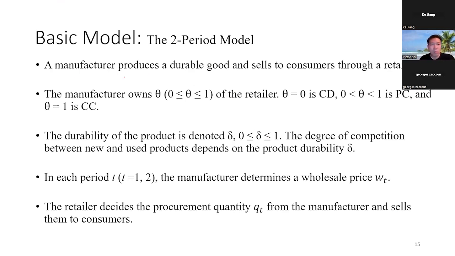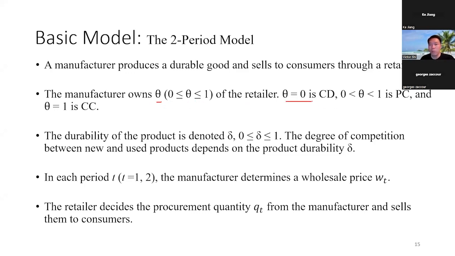So a manufacturer produces a durable good and sells to consumers through a retailer. So there's a very simple supply chain, right? The manufacturer sells to a retailer, and the retailer sells to consumers. So here we assume forward PC. So the manufacturer owns theta of the retailer. Okay, so theta can be anywhere between 0 and 1.